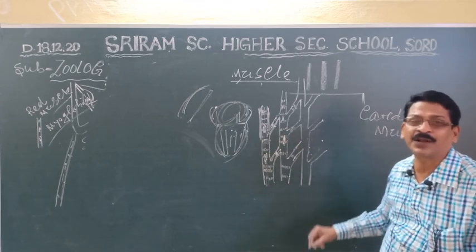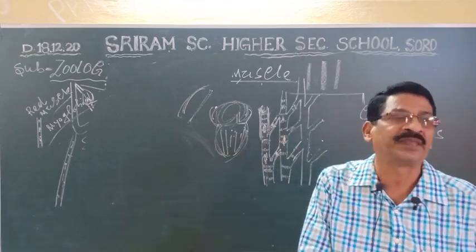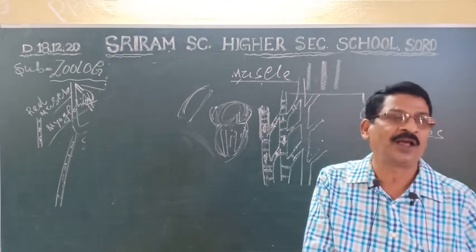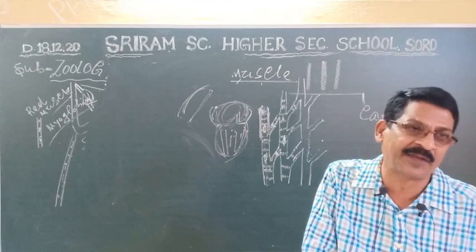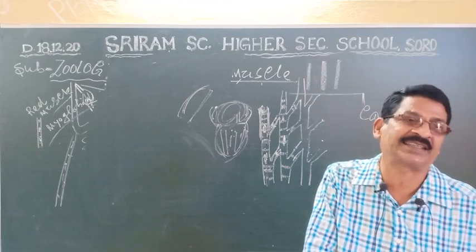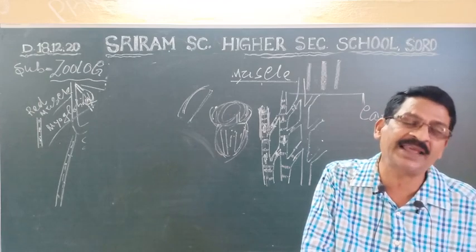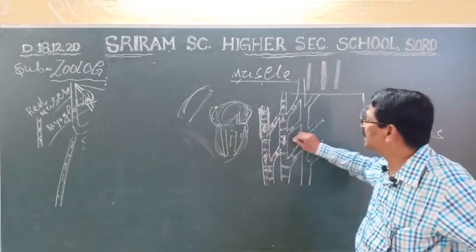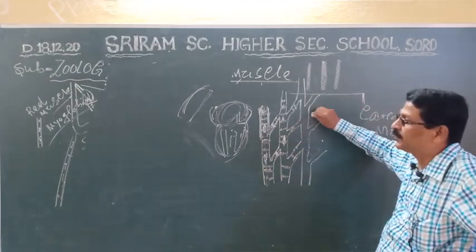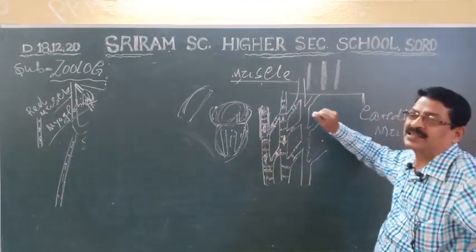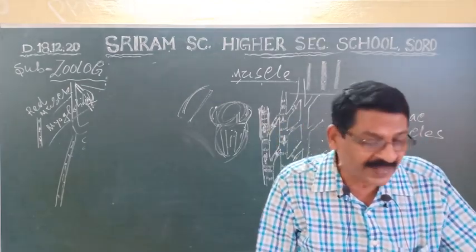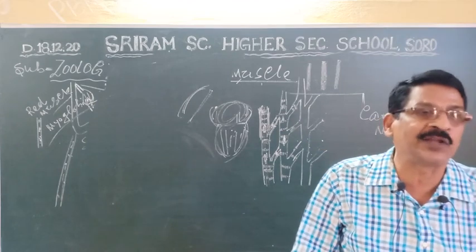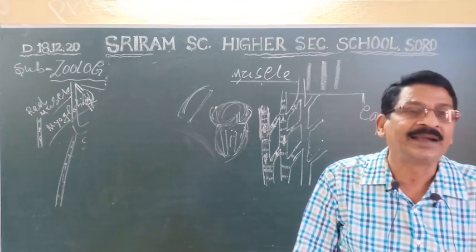When its action stops, the person dies. So a question may be asked: which muscle or which cell works from the beginning of life to the end of life? That is called the cardiac muscle cell. These muscle cells work from the beginning of life until its end. So the cardiac muscles are immune to fatigue and tetanus.